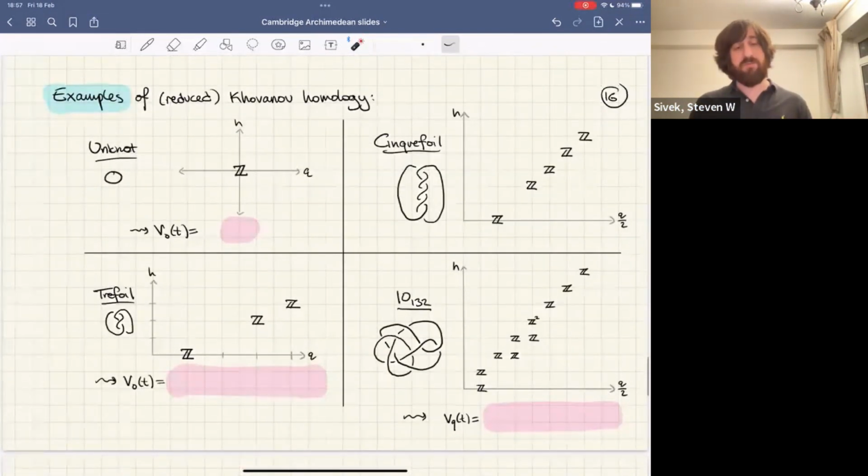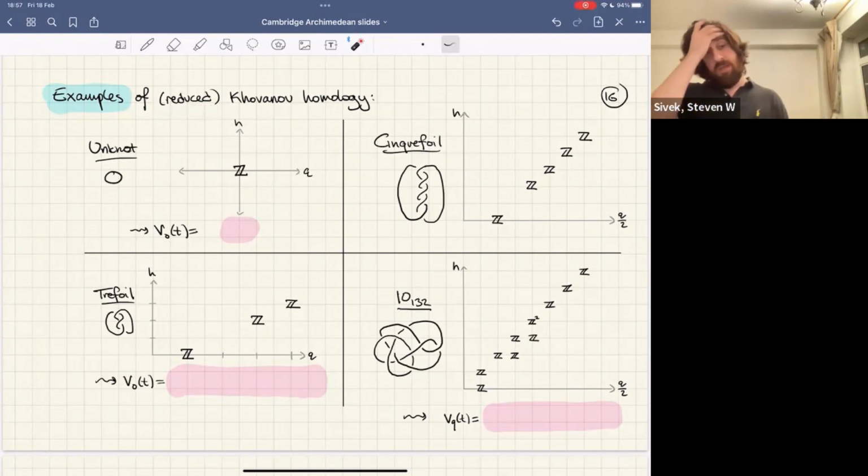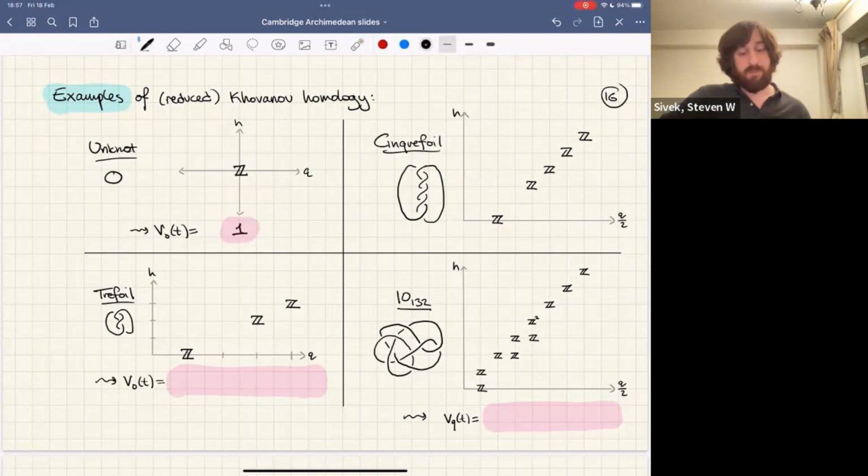Here are some examples of what it looks like. And I'm cheating a little bit. There's a way to pass to a chain complex about half the size, and we call that reduced Khovanov homology. But here are some examples for some basic knots. Let's start with the unknot. I've plotted these groups on a grid according to the Q grading and the H grading. The unknot just has rank 1 in bigrading 0, 0, and you can recover the Jones polynomial as just 1.